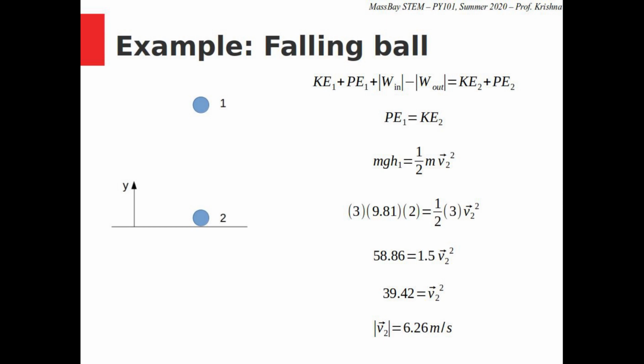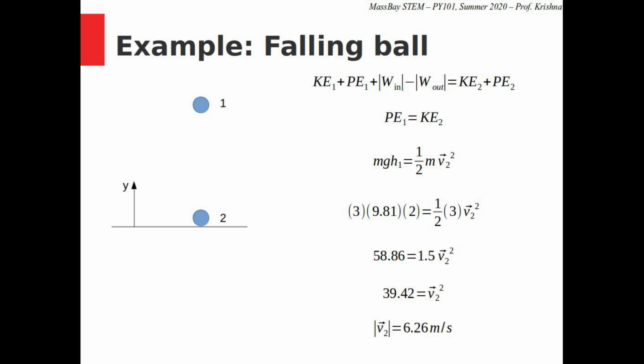Now, let's cancel out all the terms we don't need. Initially, the ball isn't moving, so we can eliminate KE1. Besides gravity, there is no force acting on the ball that can do work, so work in and work out are eliminated as well. Finally, the ball has virtually no potential energy at point 2. So that leaves us with potential energy at point 1 equals kinetic energy at point 2.